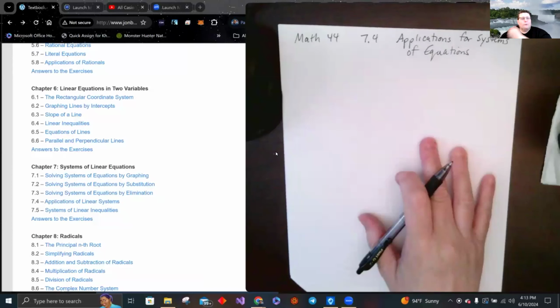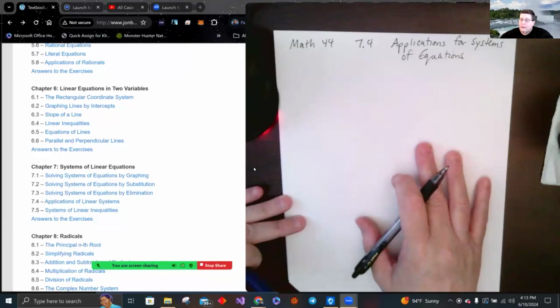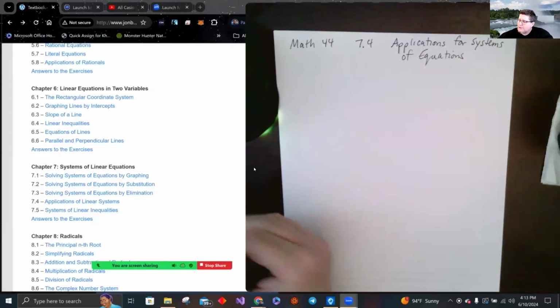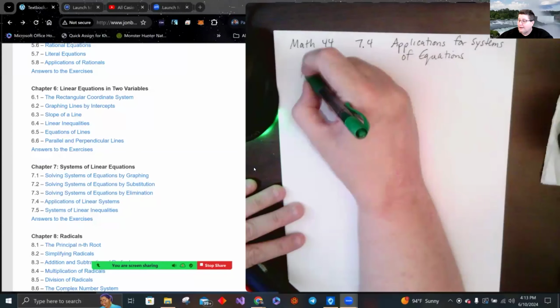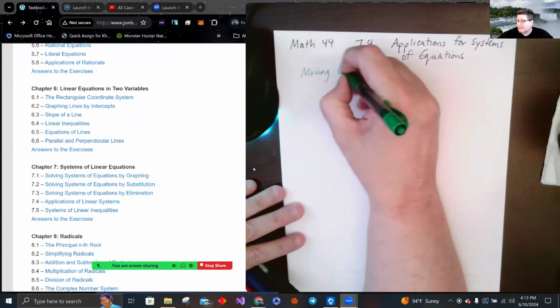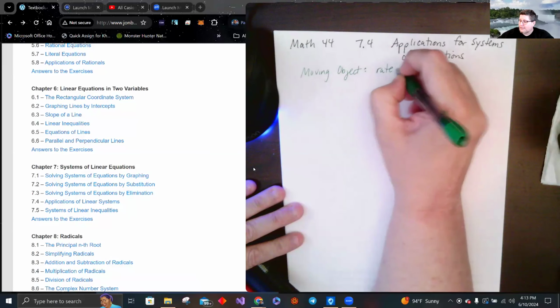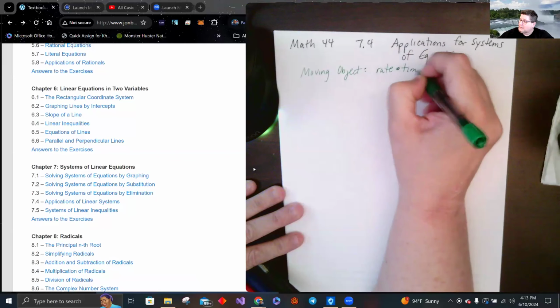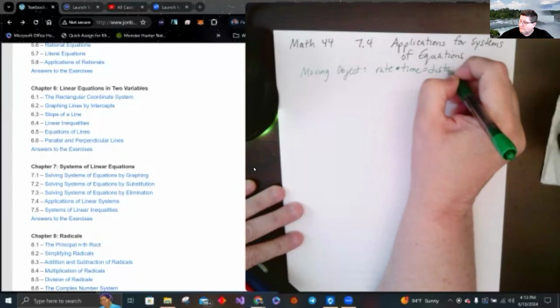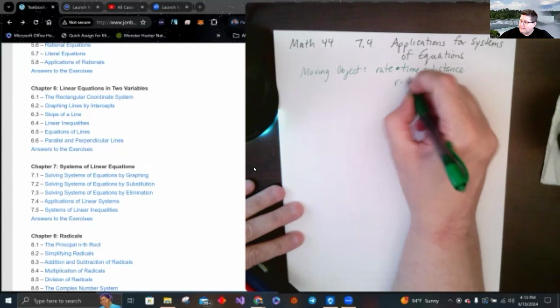And like we did before with word problems, I'm going to end up using a table. Problems you see in this section often have, again, moving objects. So rate times time equals distance. R times T equals D.